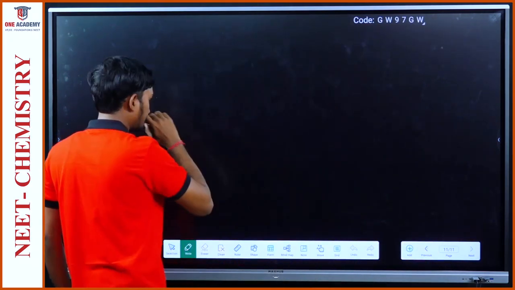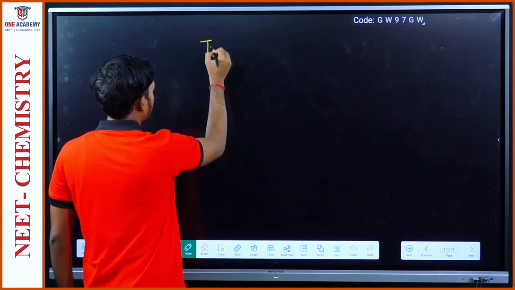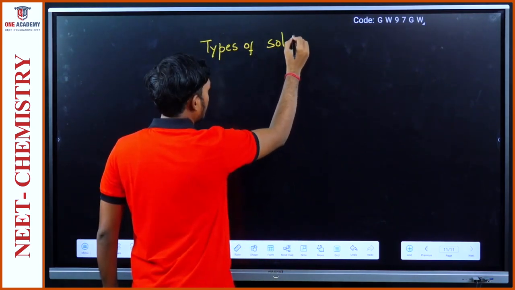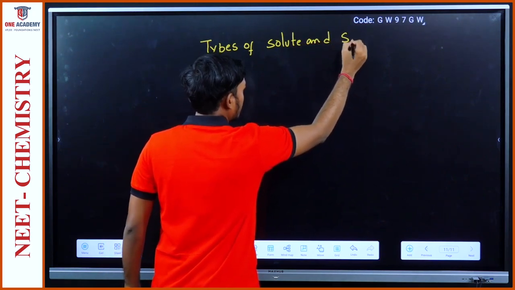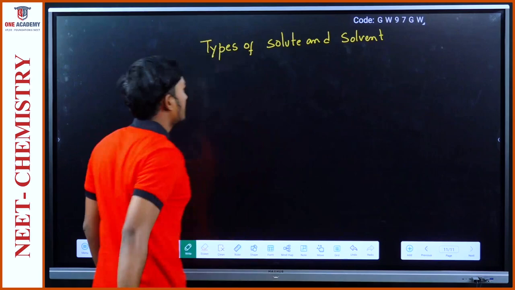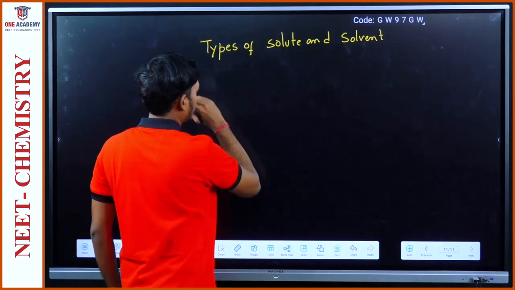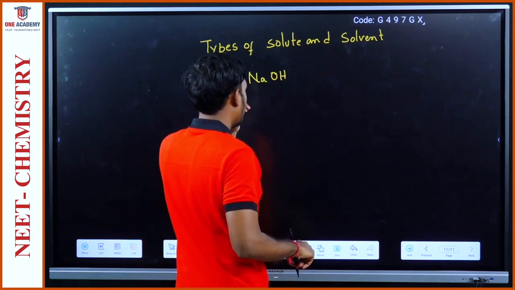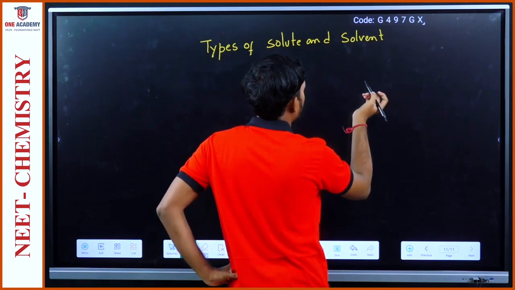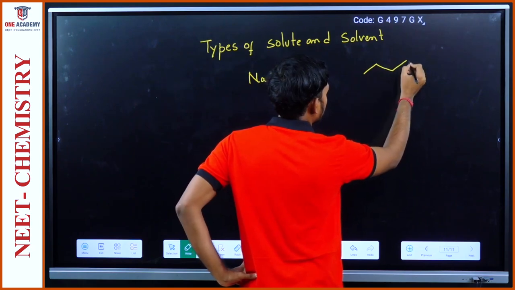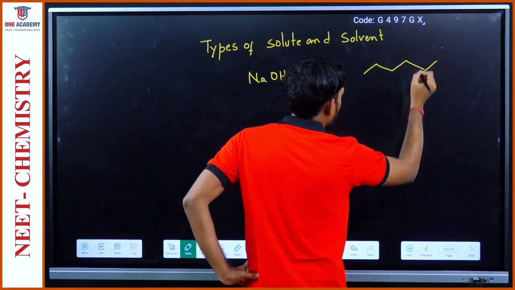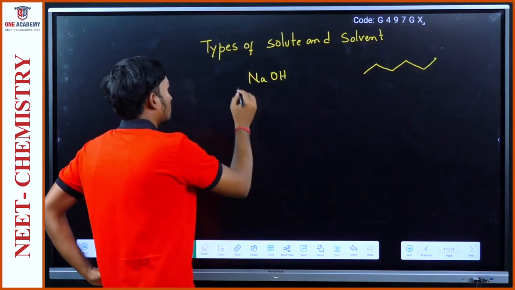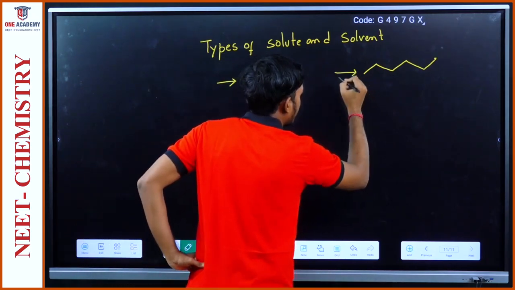Another thing is the types of solute and solvent. This also has a very important effect on the solubility. Suppose I am taking NaOH, and in the other part I am taking, let's say, hexane, an organic compound. Now the solute is NaOH in the first case, and in the second case the solute is hexane.